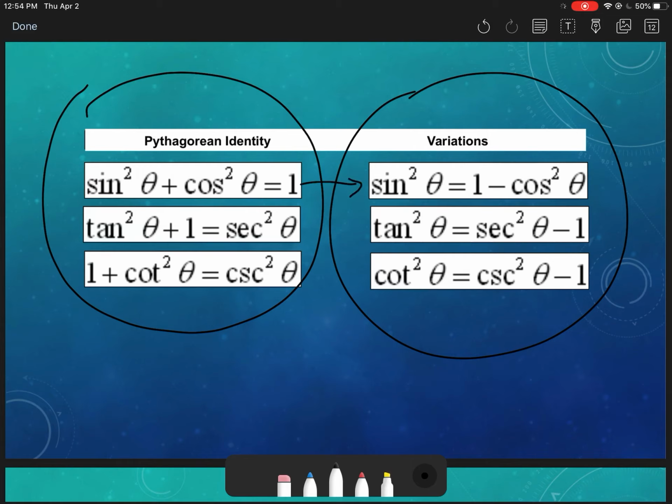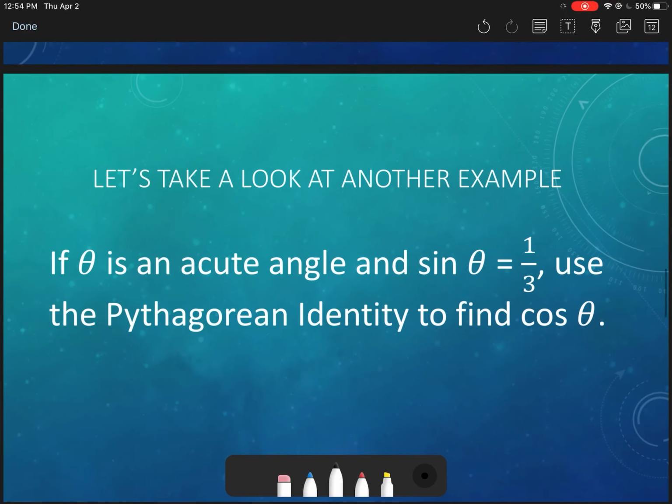Literally here on the left, sine squared theta plus cosine squared theta equals 1. All you're doing is subtracting cosine squared from both sides, and that gives you 1 minus cosine squared theta over here. So that's really just how you're getting the variations. You're reorganizing or rewriting the equation to best suit your needs for the problem that you're doing.